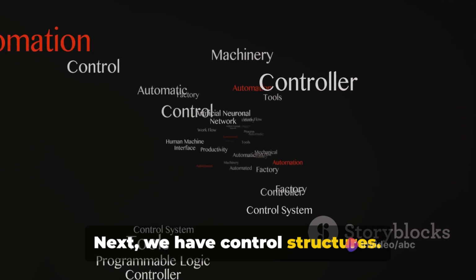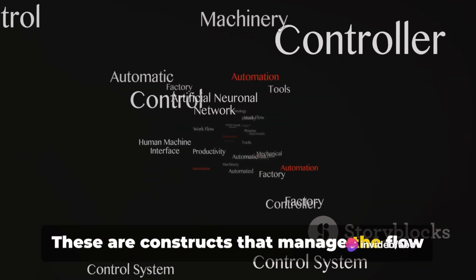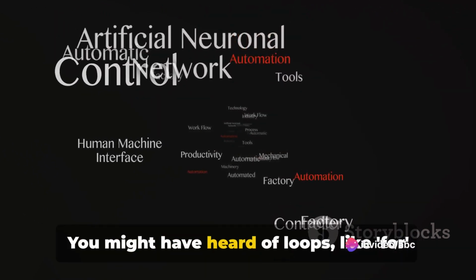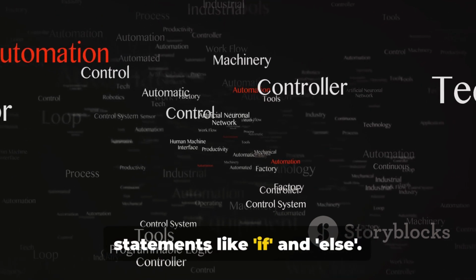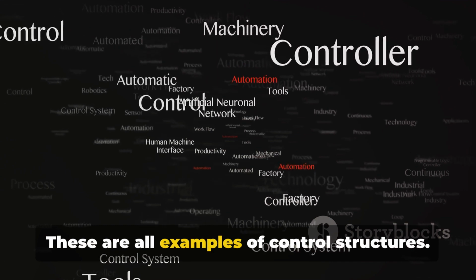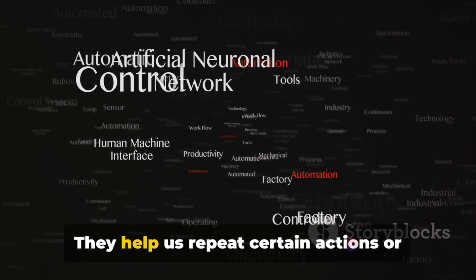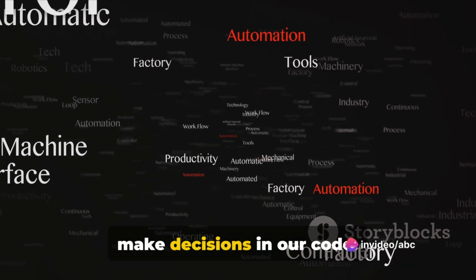Next, we have control structures. These are constructs that manage the flow of a program. You might have heard of loops like for or while loops, or conditional statements like if and else. These are all examples of control structures. They help us repeat certain actions or make decisions in our code.